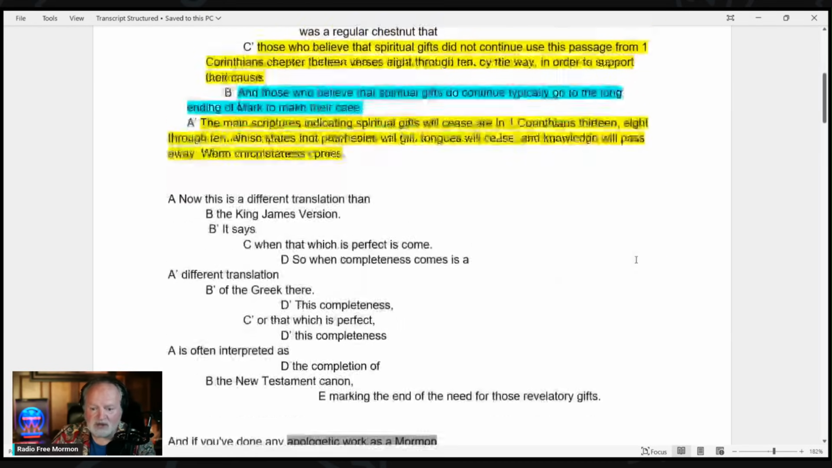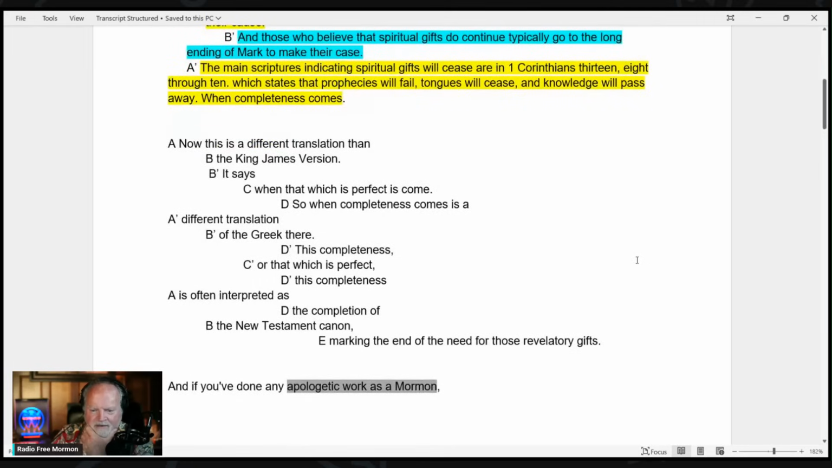Now, it continues though. Notice this part, okay? Here we have A. Now, this is a different translation than B, the King James Version. Sub B, it says, because that refers back to the King James Version, so it gets a parallel line of sub B. It says C, when that which is perfect is come, and then D, so when completeness comes, is a different translation.